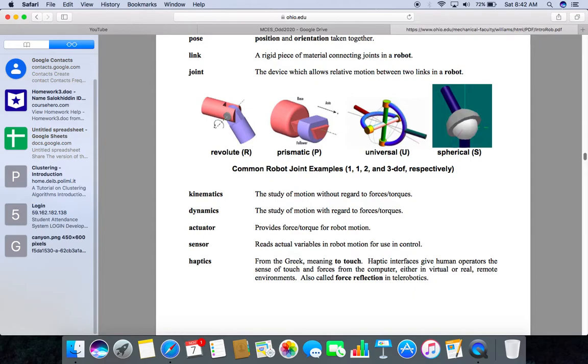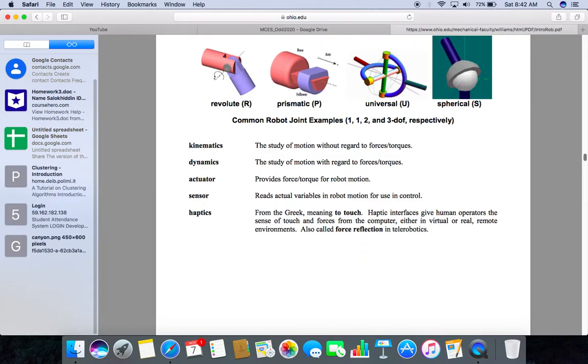Haptics, from the Greek meaning to touch. Haptic interfaces give human operators the senses of touch and forces from the computer either in virtual or real remote environments. Also called force reflection in telerobotics.